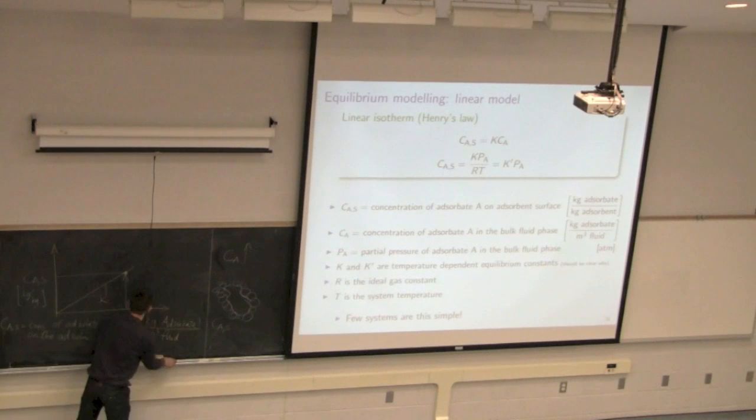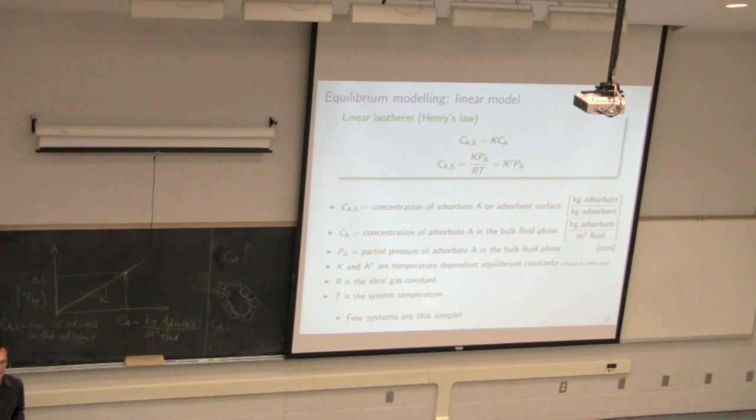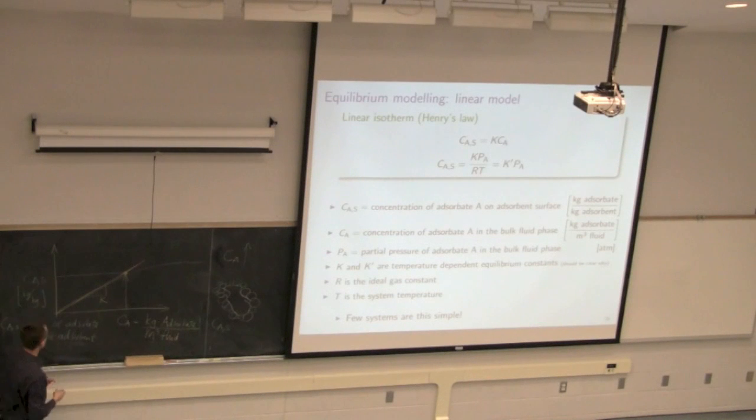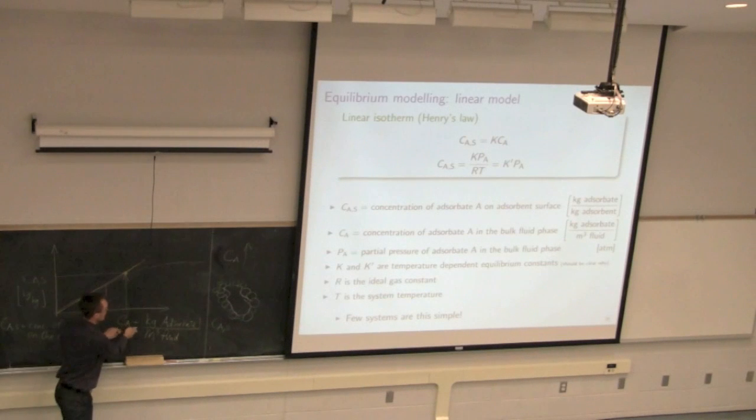Okay, so what might we expect the shape to look like? Right now we've got it ramping up as a line. You may expect it to then plateau, that sort of thing, right? Which is why Henry's law, this linear relationship, works well over here at dilute concentrations of CA, so low concentrations in your fluid phase. That equation works really well. But beyond a certain point, you absolutely expect it to plateau.